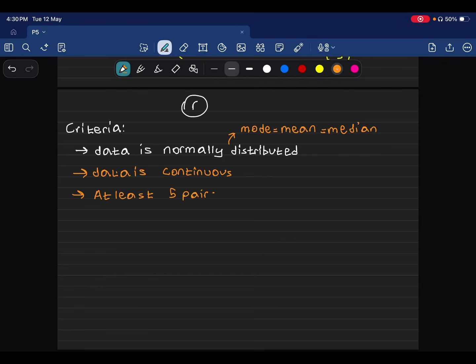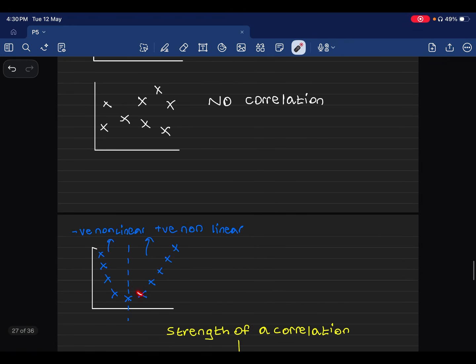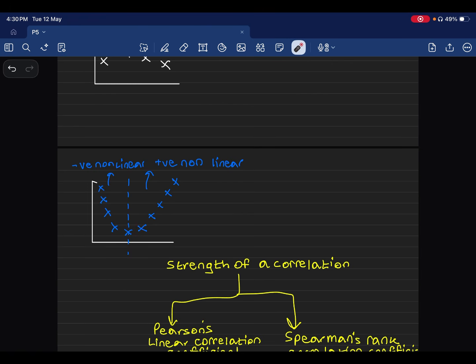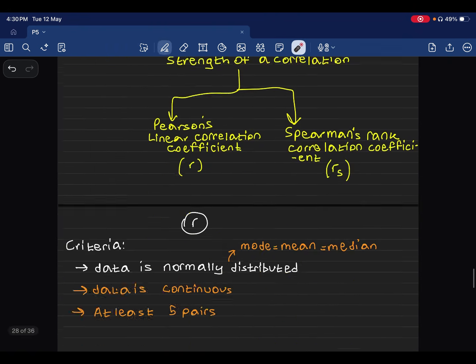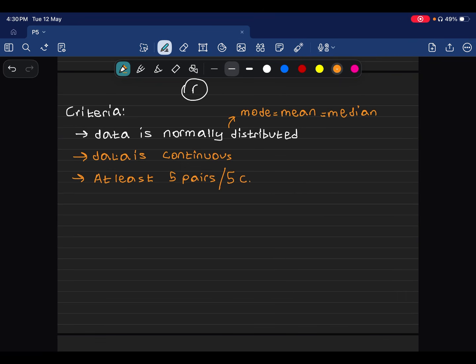Number three, you should have at least 5 pairs of data. Now, what do we mean by pairs of data? If you look at a coordinate, how did I draw this coordinate? By looking at the x value and the y value, right? That's how a coordinate works, x comma y. So one x value and one y value together make a pair or a coordinate. So you should have at least 5 pairs or 5 coordinates. It's the same thing. At least, not must. But if it's less than 5, you can't use this correlation coefficient to figure out the strength of the correlation.